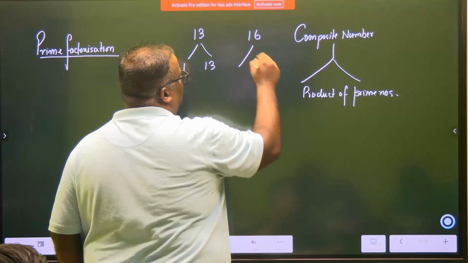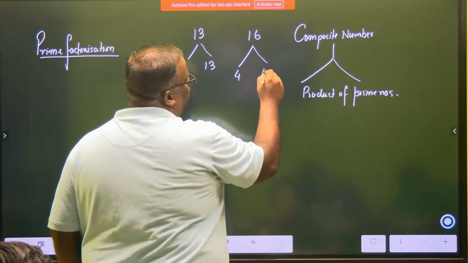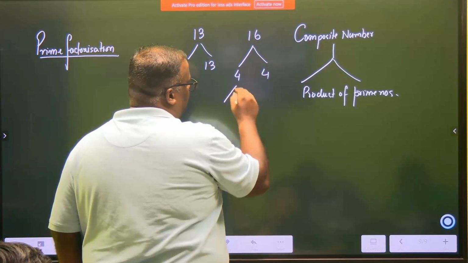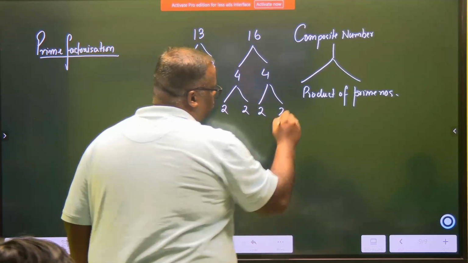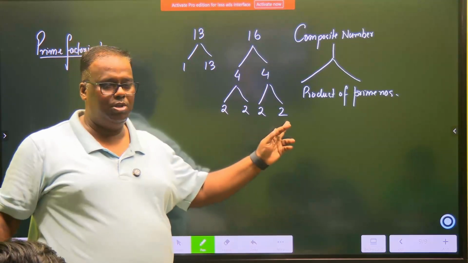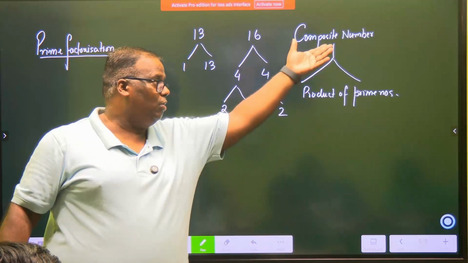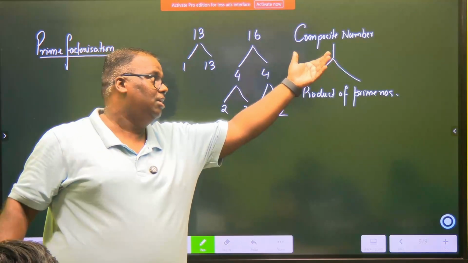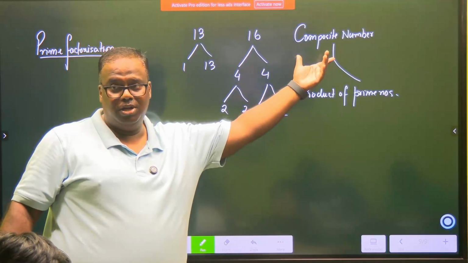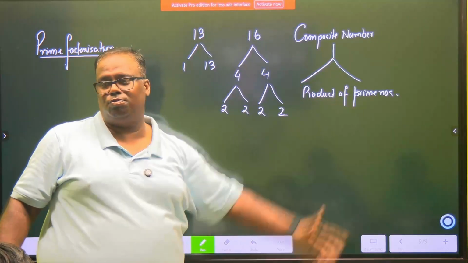कोई बात नहीं बेटा. 16 becomes 4 into 4. Agreed? 4 becomes 2 into 2. Ultimately देखो तो सब prime number में आ गया. Every composite number, as I say these, start writing these. These are very golden things. Every composite number can be expressed as a product of primes.